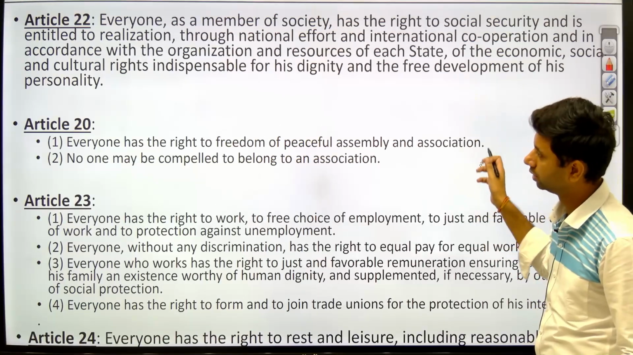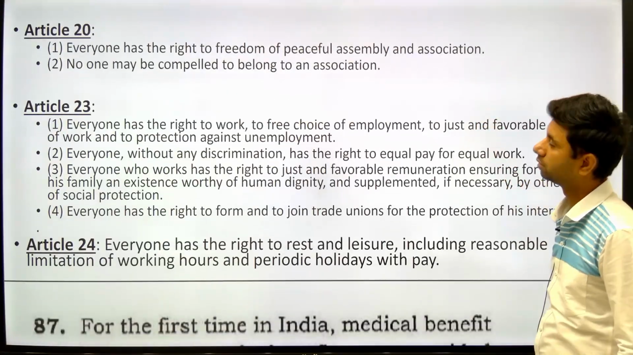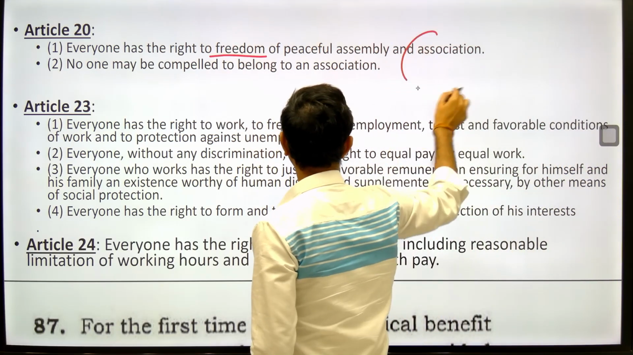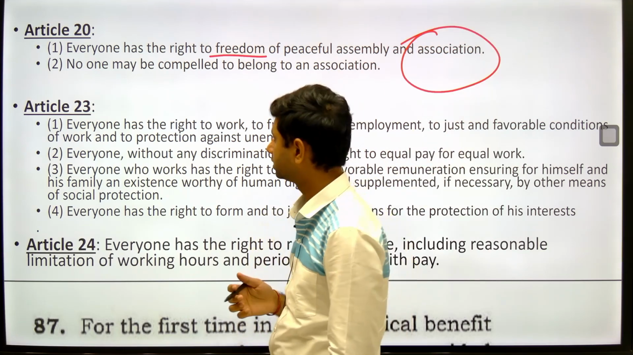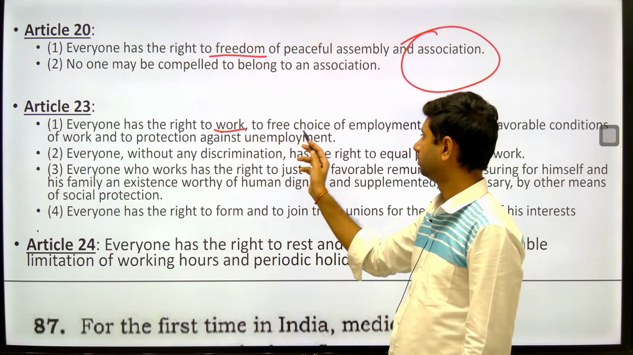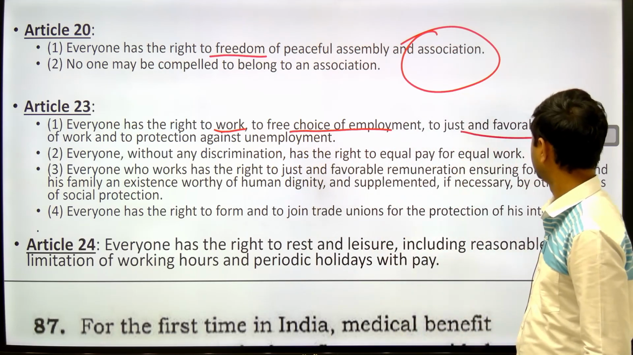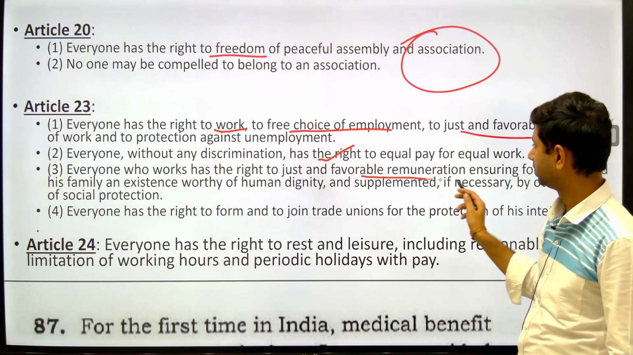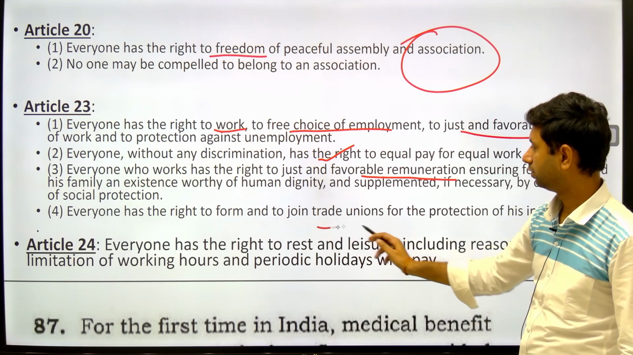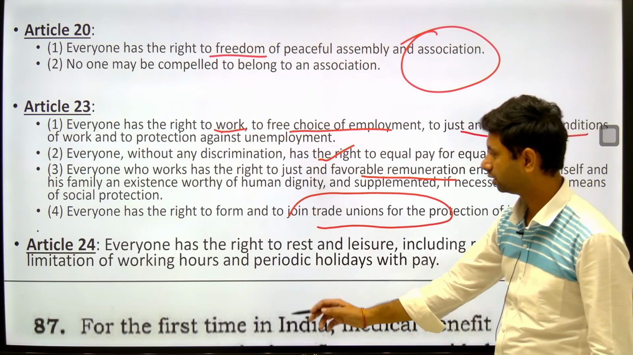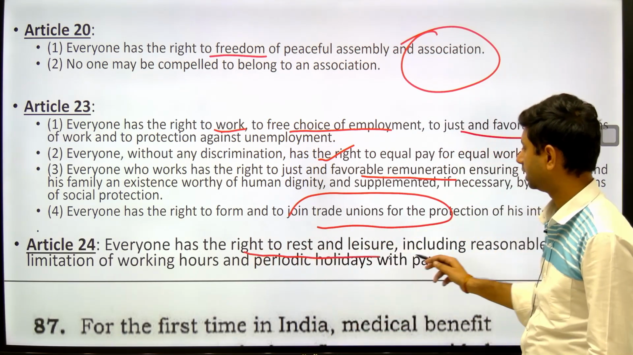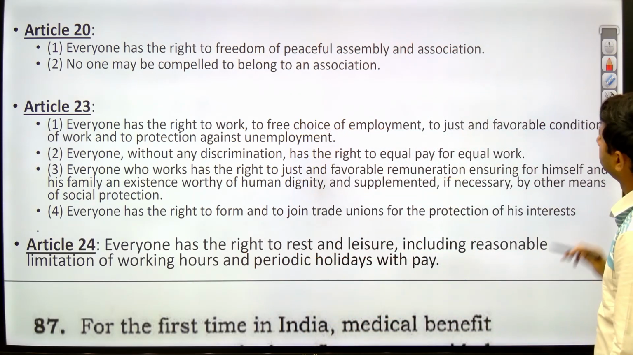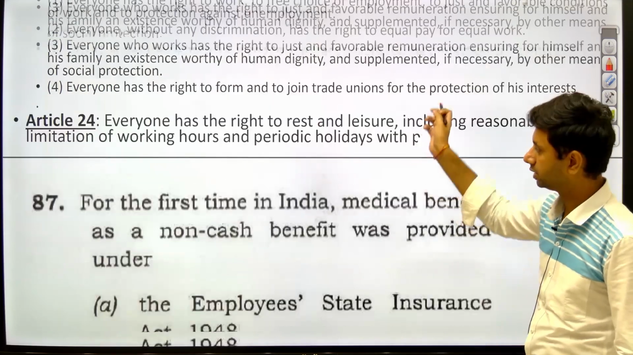This I have already told you. In Article 20 of the Universal Declaration of Human Rights, everyone has the right to freedom of peaceful assembly and association, related to trade unionism. Everyone has the right to work, to free choice of employment, to just and favorable conditions of work without discrimination. Okay, favorable remuneration, the right to form and join trade unions. And Article 24 talks about how everyone has the right to rest and leisure, including reasonable limitation of working hours. So these things are mentioned under the Universal Declaration of Human Rights.